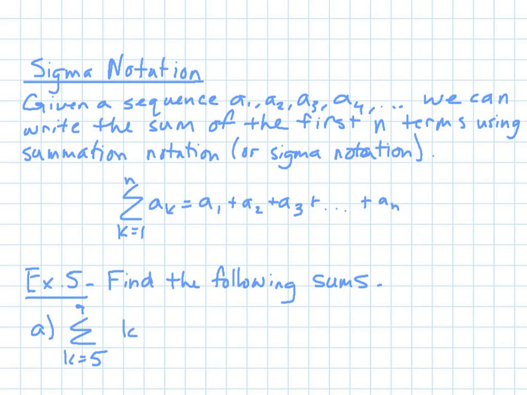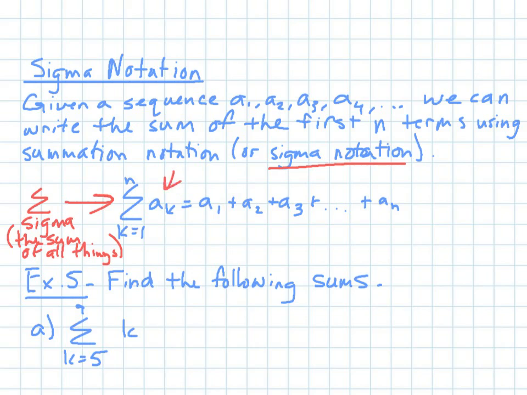Sigma notation. So here you're given a sequence of a sub 1, a sub 2, continuing on forever. And we can write a sum of the first n terms using summation notation. Now another phrase or word for summation notation is sigma notation, because this symbol is called sigma. Now sigma represents the sum of all things. Okay? And the things are what you're taking the sum of. So this part is the function you're using to take the sum of.